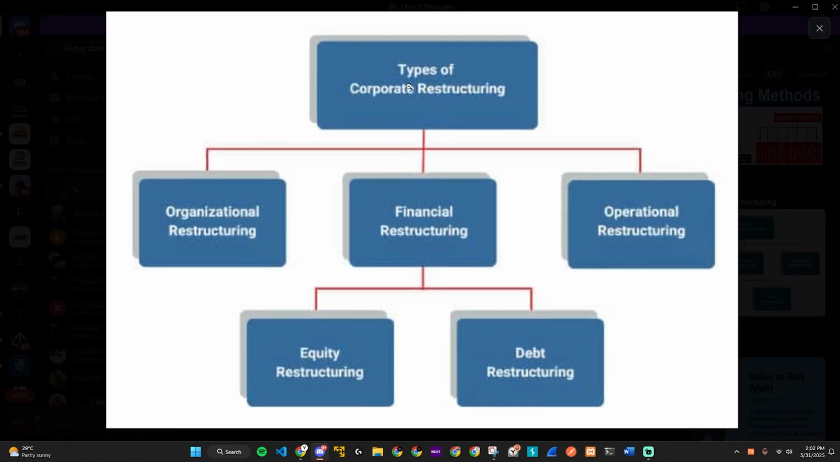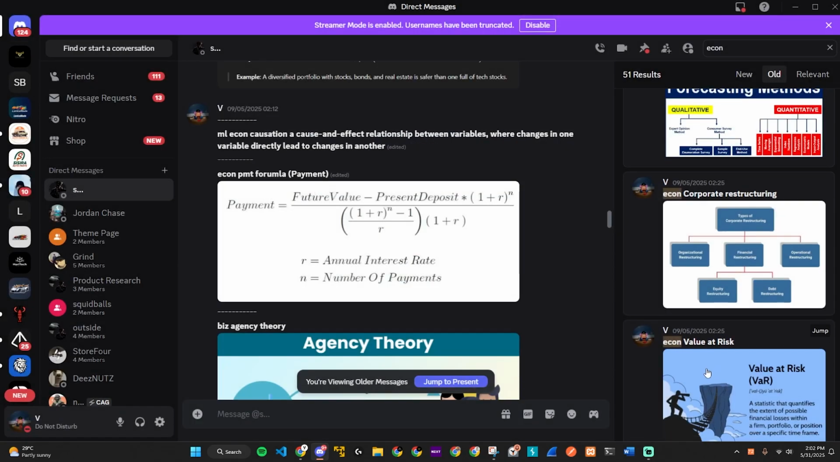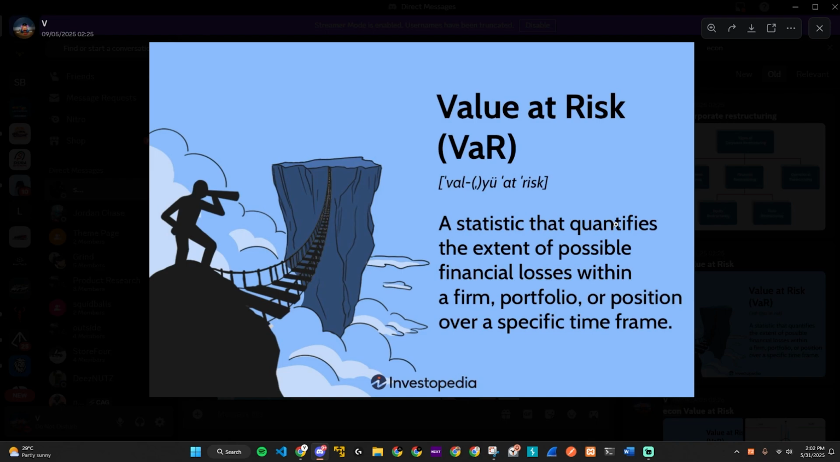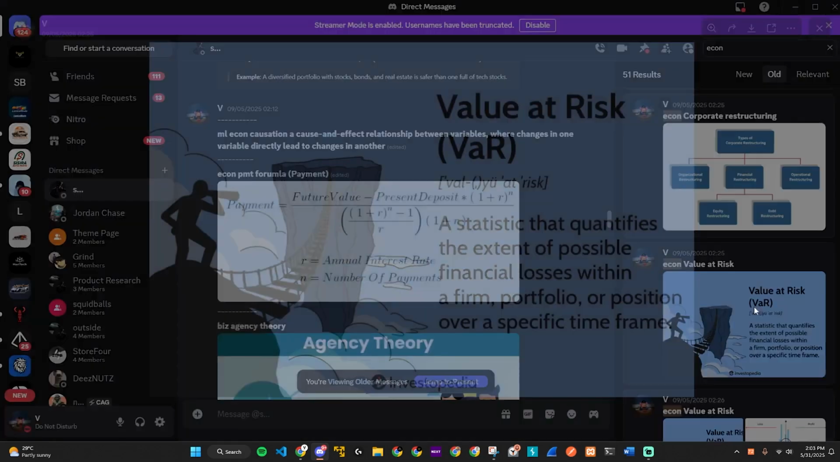Corporate restructuring. So this is how a corporate organization works. So we have the organization level restructuring, financial and operational, right? So we can see the equity restructuring and the debt restructuring. So equity is what you own and debt is what you owe, right? So let's see value at risk. A statistic that quantifies the extent of possible financial losses within a firm, portfolio, or position over a specific time frame. This is very common in hedge funds. So hedge funds essentially bet against a certain thing to cover for these losses, right?